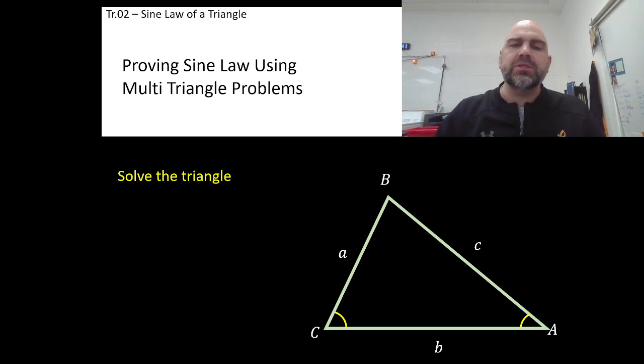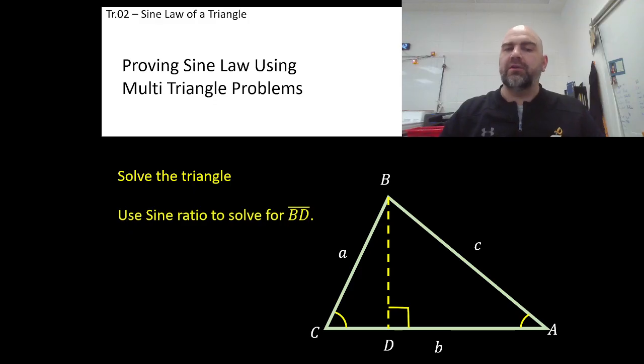Now, I'm going to start off with a multi-triangle process. We're going to split up this triangle into two right angle triangles by putting a little letter D at the bottom, which meets at a 90-degree angle with vertex B. So we have this line right here. Now you'll notice that we have two right angle triangles, a smaller one on the left-hand side and a bigger one on the right-hand side.